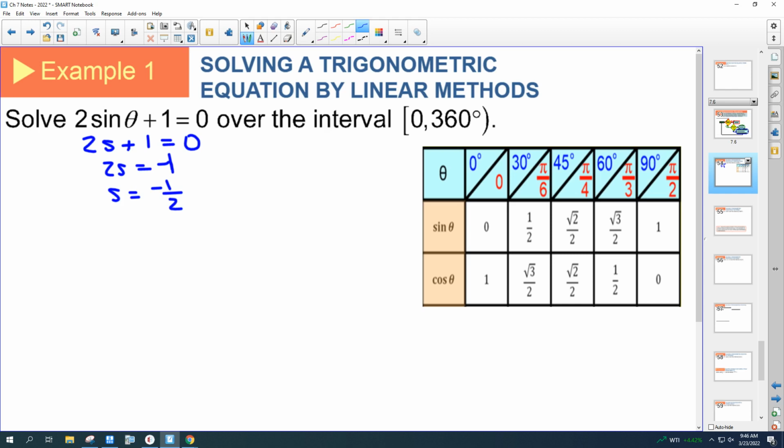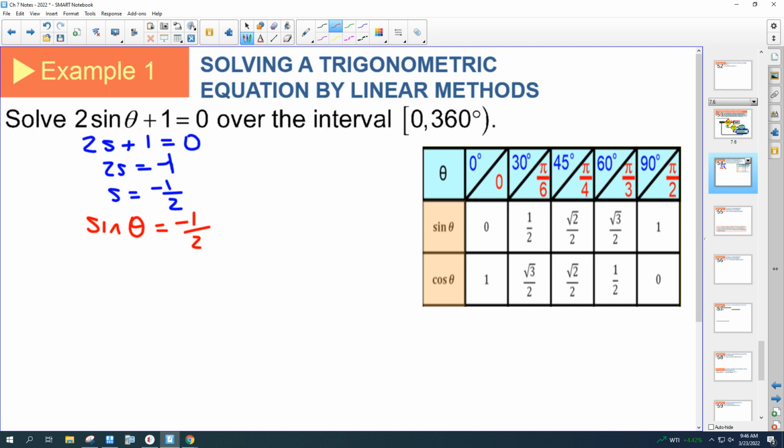Now that's not the answer. You can't stop because we're not finding s. Remember s, we did kind of a code switch. S was sine theta. So sine theta equals negative 1/2. We want to solve that, and that's where the chart comes in.